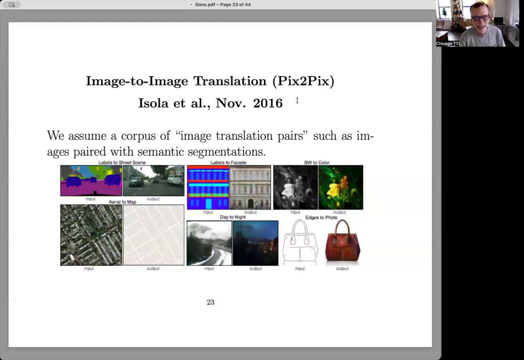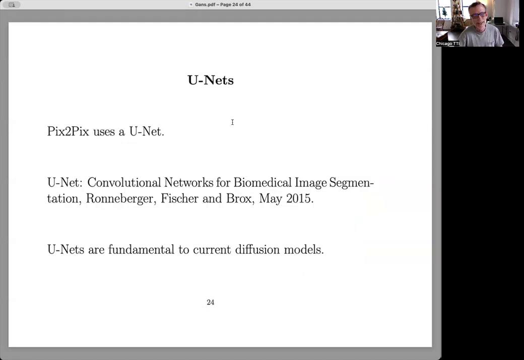In Pix2Pix, this image translation, you can think of this as a translation problem. This image translation was done with something called a UNet. And UNets are fundamental to diffusion models. And hopefully we'll talk about exactly what a UNet is. But it was developed in 2015 for image segmentation, for an image-to-image translation process.